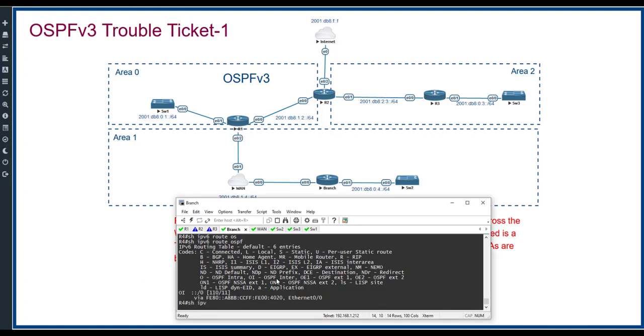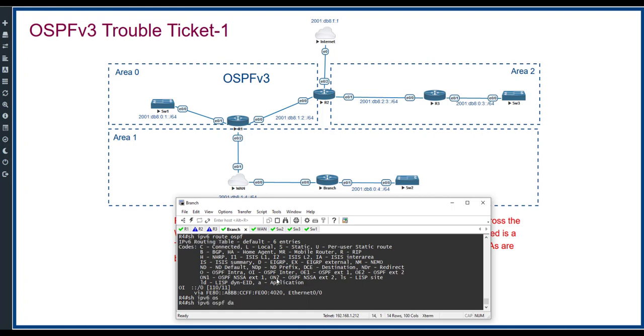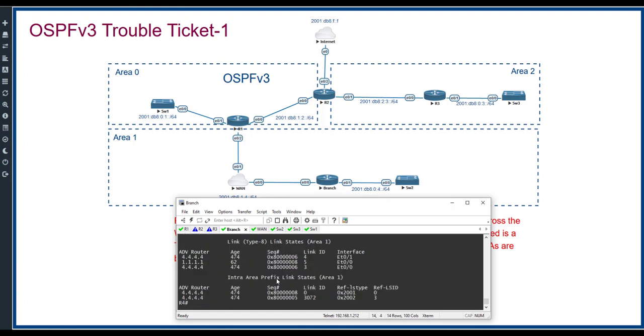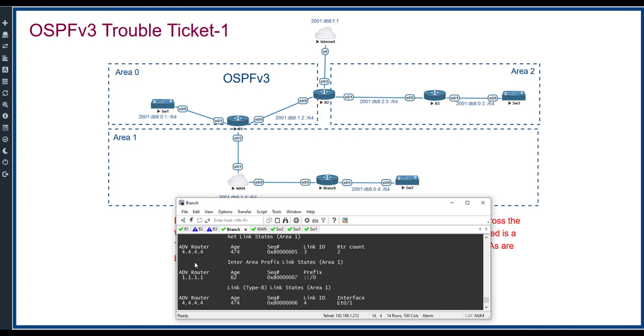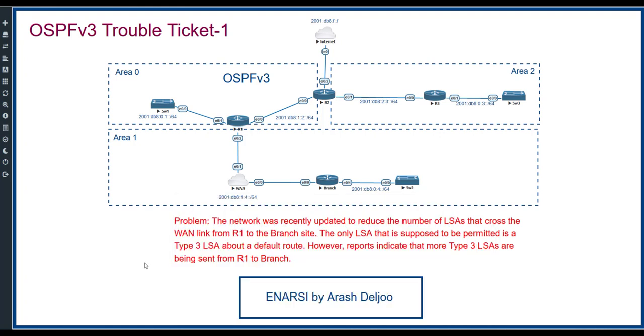Also, if you want, you can check show IPv6 OSPF database. You can see we have only one inter area prefix, for example, link state ID, this is the LSA type 3 in OSPF version 3. So easy. This is the first trouble ticket, related to the configuration of the totally stub area.